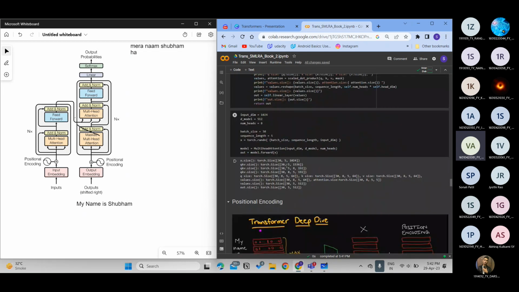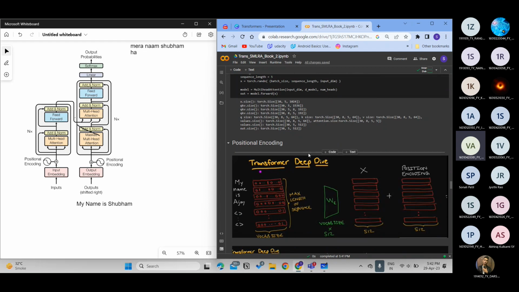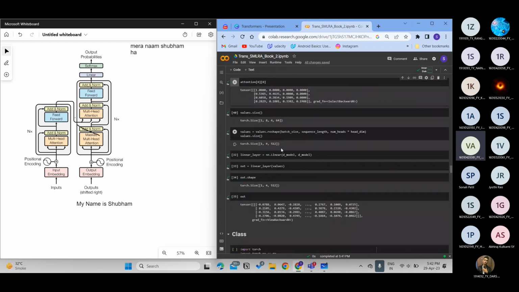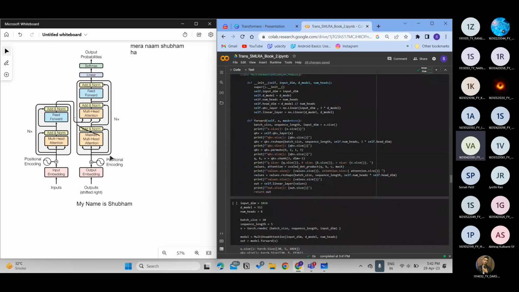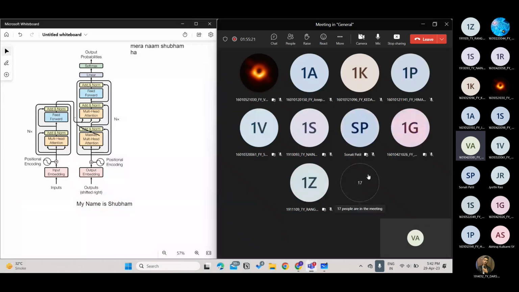Okay, now coming to the position encoding, is this much part clear? The multi-head attention, and how and why we need the mask and why we don't need the mask here, is that clear? Is there any doubt as of now? If you have any doubt, you can ask.